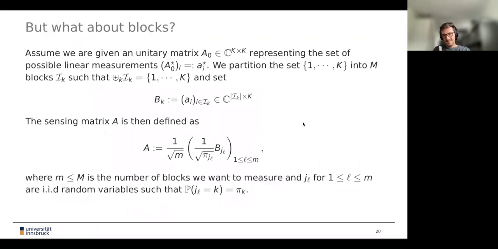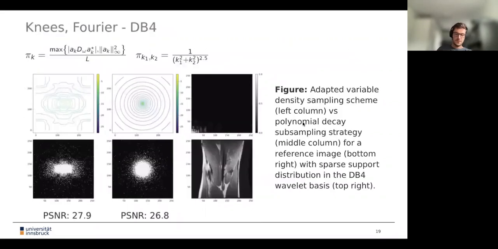Modern compressed sensing theory, if we go back to this example, basically says you should take this measurement and this measurement and this. So basically just random frequencies in the 2D Fourier space. This is not practical in practice.